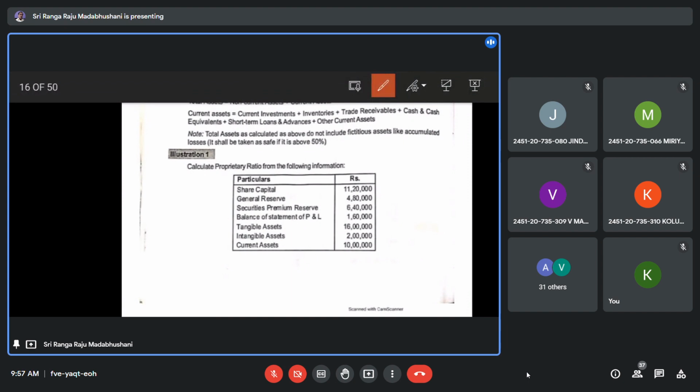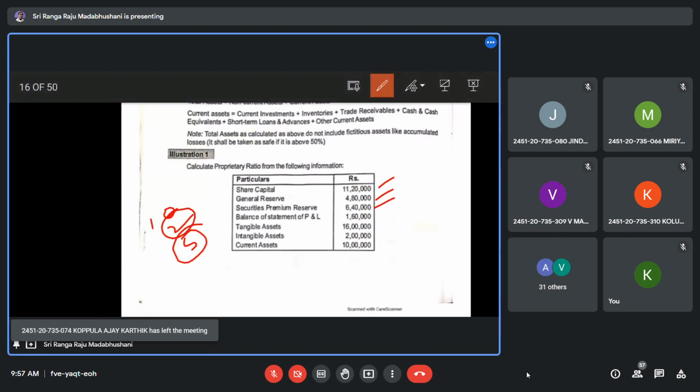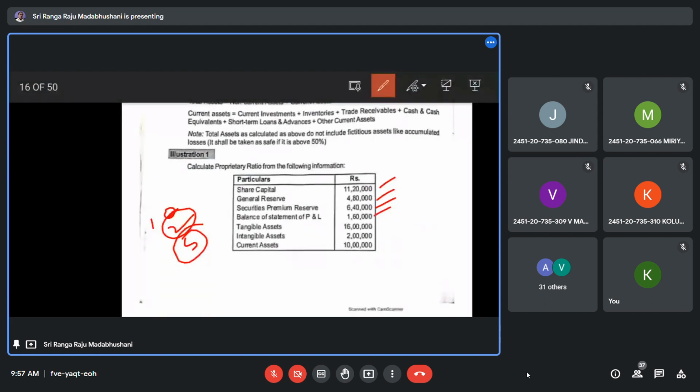Calculate proprietary ratio from the following information: share capital, owner's contribution, general reserve, shareholders fund, securities premium reserve. This is also shareholders fund. Securities premium reserve means, at the time of raising the capital, if the 10 rupee share is sold for 12 rupees or 15 rupees, this excess is called premium. So that is reserve. They kept that as a reserve. Profit and loss account. All this belongs to owners, shareholders fund. By adding all this, we will get shareholders fund.